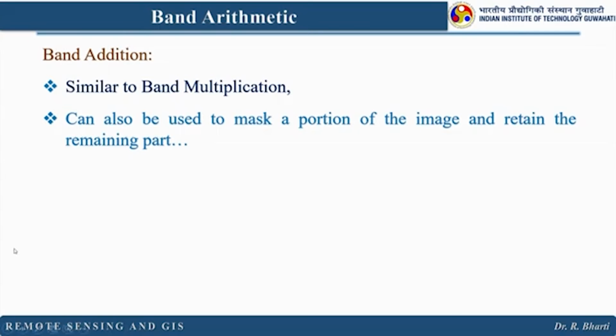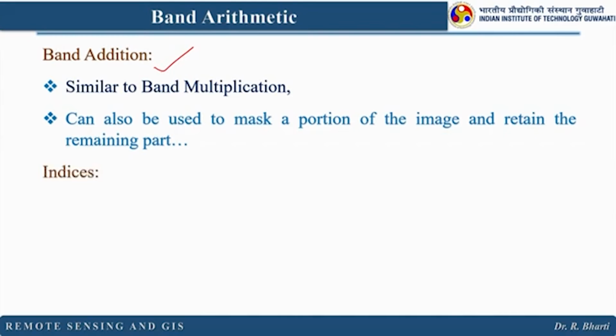So suppose in the previous one you have used 0 value for the area other than your study area and you have multiplied, so it is very easy. But here how can we do it? We can use some very high value or very low value, so that all the values will be suppressed apart from our study area. That can be done using this band addition.